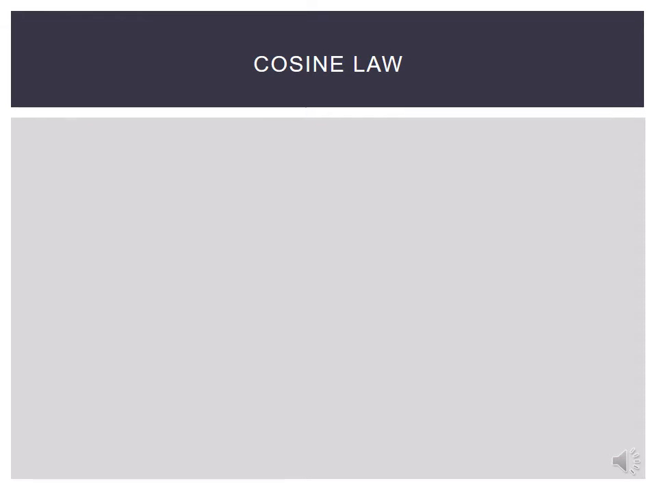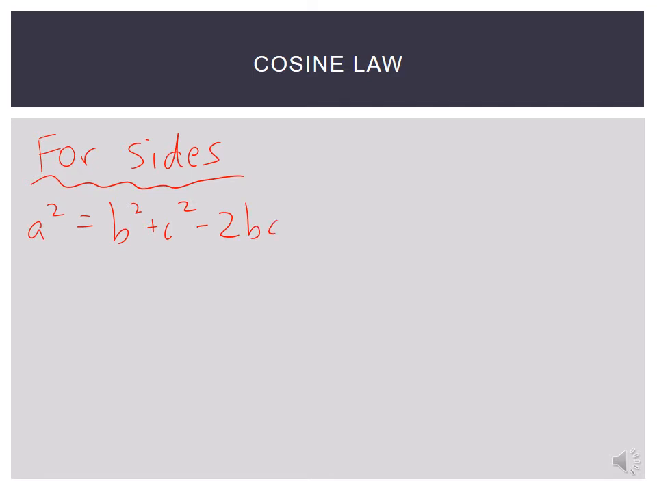Just like sine law, there's two different versions of this, one for sides and one for angles. And again, you don't have to worry about memorizing these. They'll be given to you on your test and on your CCA for that matter. So let's start for sides. A squared equals b squared plus c squared minus 2bc cos A.